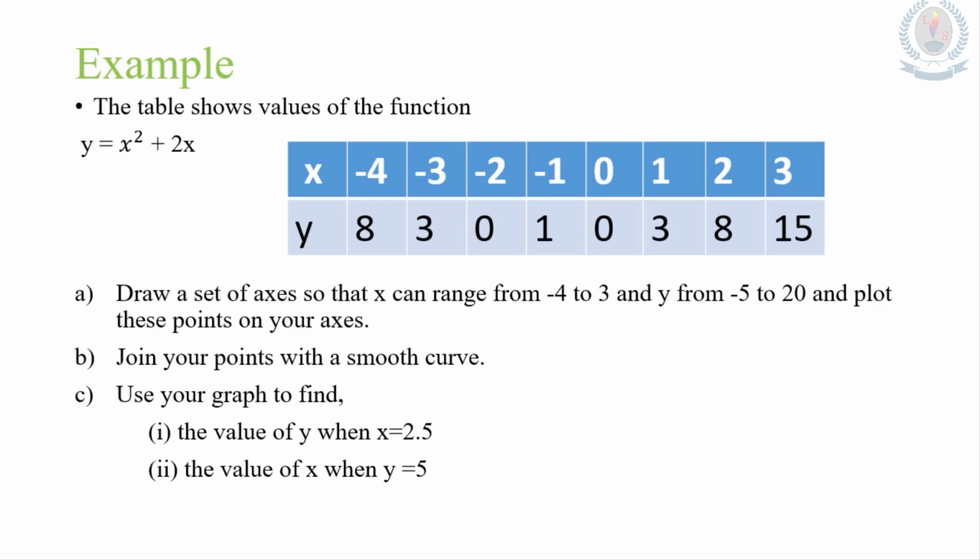Then you can check these questions. In part A, they ask: draw a set of axes so that x can range from minus 4 to plus 3 and y from minus 5 to plus 20, and plot these points on your axes. You have to draw the graph. Then part B, join your points with a smooth curve. Part C, use the graph to find the value of y when x equals 2.5. Second, the values of x when y equals 5. Those two solutions we have to find by using the graph.